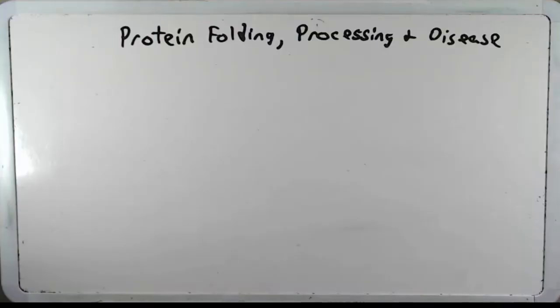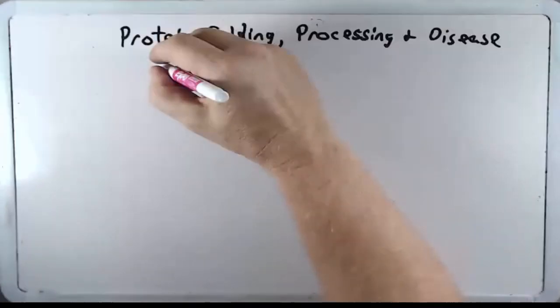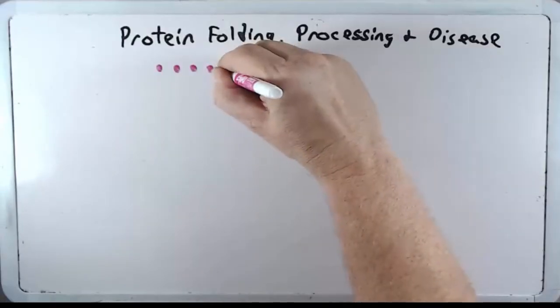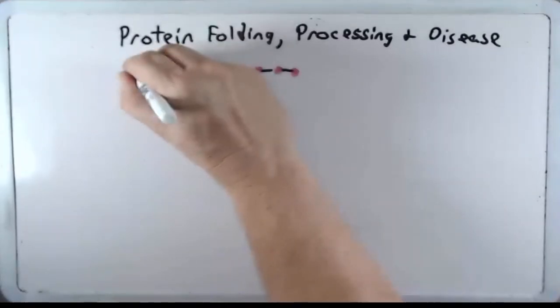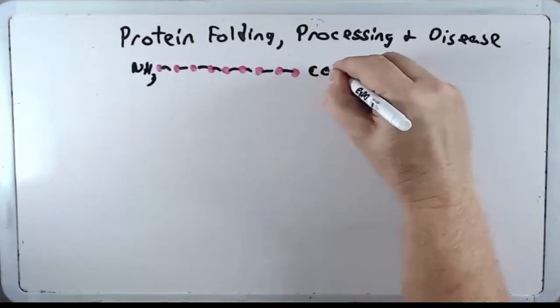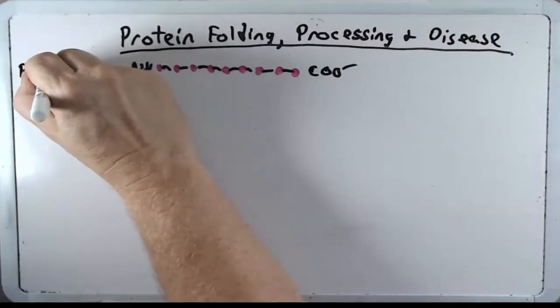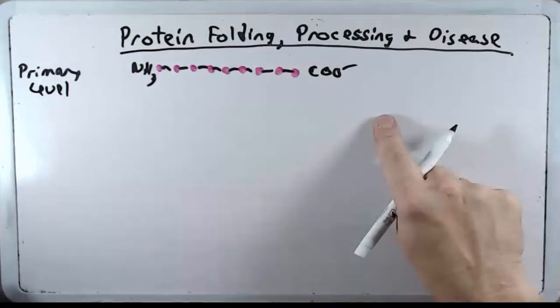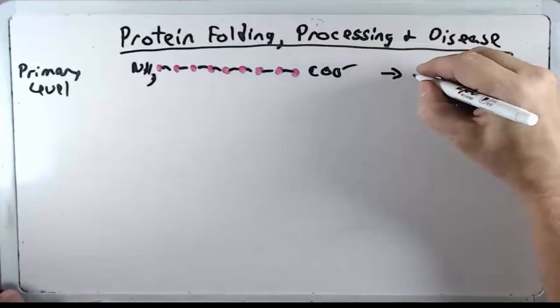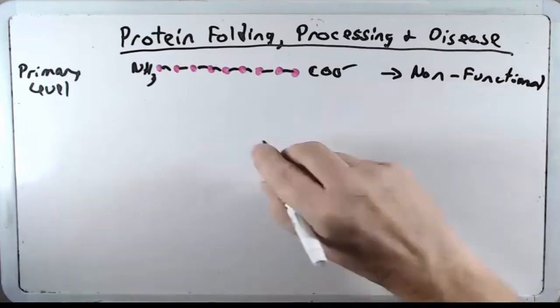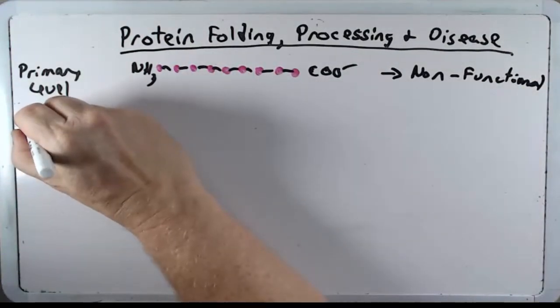All right, now what I'd like to do is talk about protein folding, processing, and disease. If you remember from a whiteboard ago, or maybe 2 whiteboards ago, we ended with this protein and we just signified it with these linked amino acids, with the amino end here and the carboxyl end here. This linear sequence here is called the primary level. It's just a linear sequence, and we should say that this linear sequence is non-functional. A functional protein has to move beyond this linear sequence. The next level we call secondary.